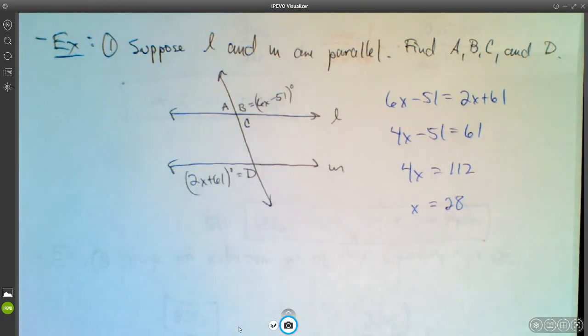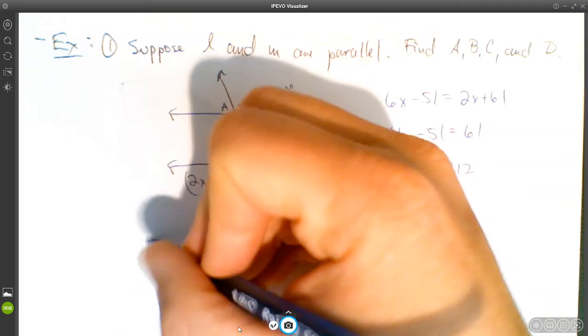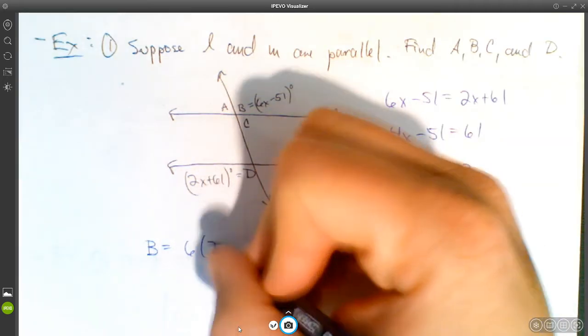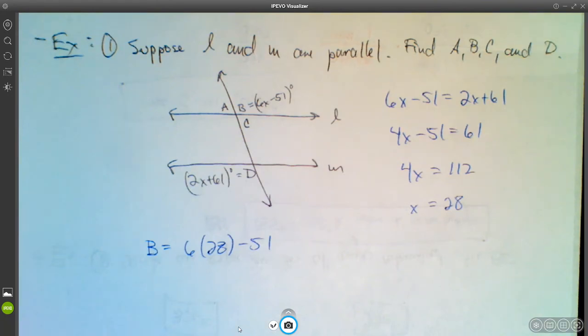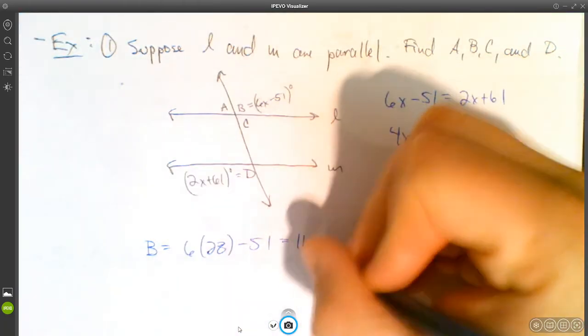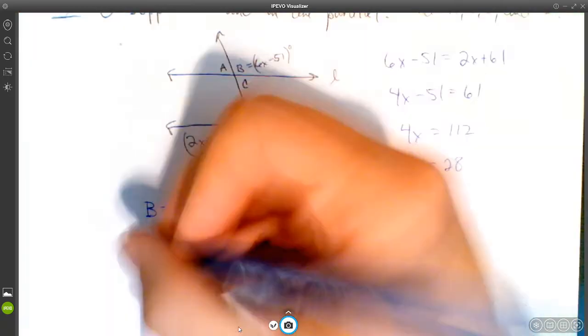Okay. Now the question is, what are angles A, B, C, and D? Well, x is 28, so that means angle B should be 6 times 28 minus 51. Oh, I'm tired of trying to do stuff in my head. Let me use my calculator. Six times 28 minus 51 is 117 degrees. So angle D should be the same thing. Angle D should also be 117 degrees.